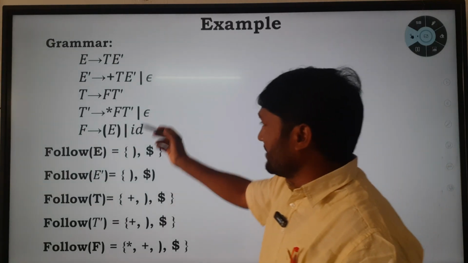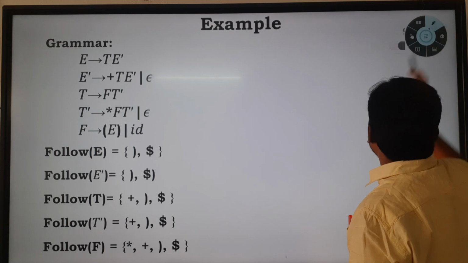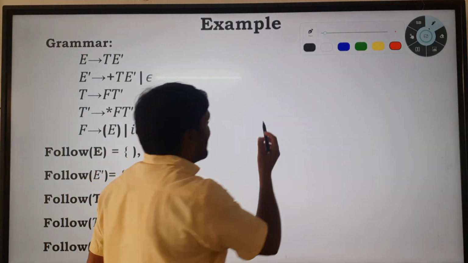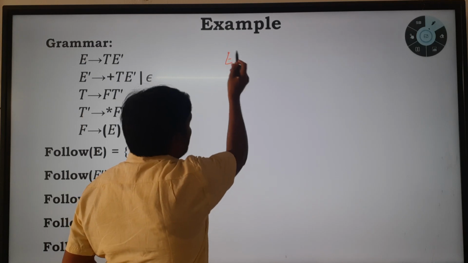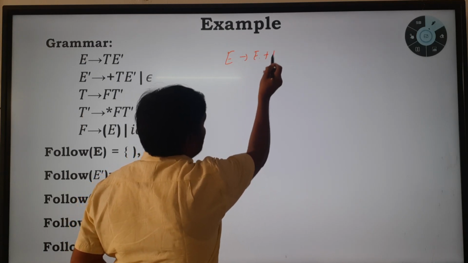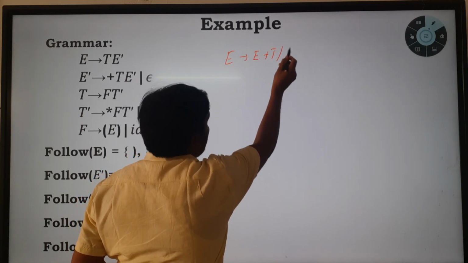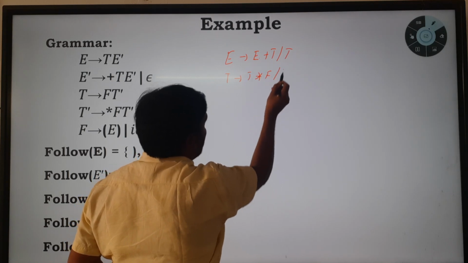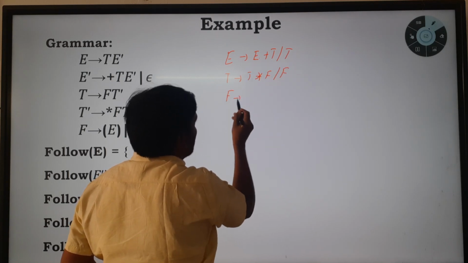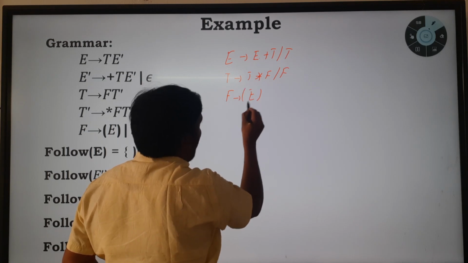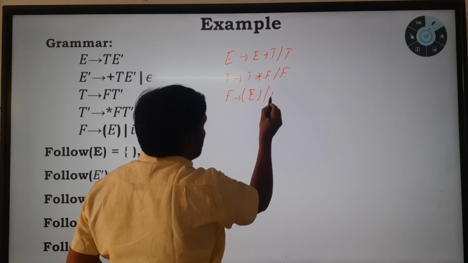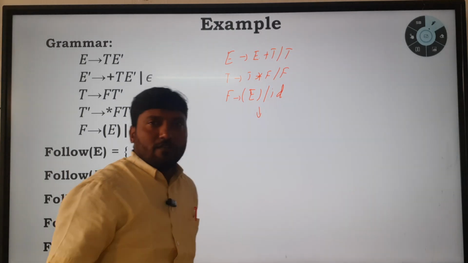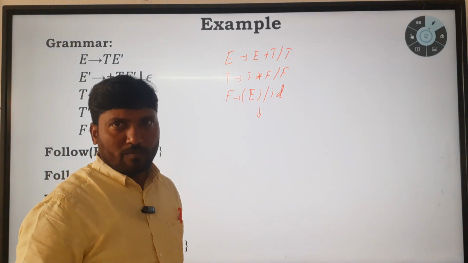So, here is the given context free grammar. Now let us take a simple example of how to generate the input string. What is the given context free grammar? E derives E plus T or T, T derives T star F or F, and F derives E or ID. This is the given context free grammar. From this, we are going to generate an input string to parse.